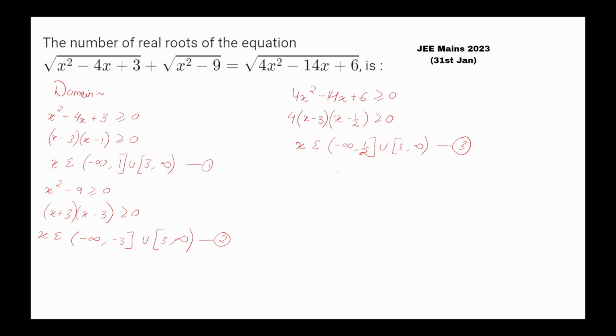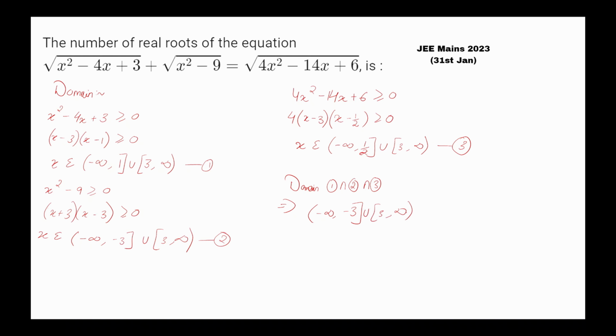Now we know that x value should satisfy all these 3 domains. So basically what are we going to do to find out our main domain? Our main domain would be 1 intersection 2 intersection 3. So from here what do we get? Our main domain would become from minus infinity to minus 3 union 3 to infinity.